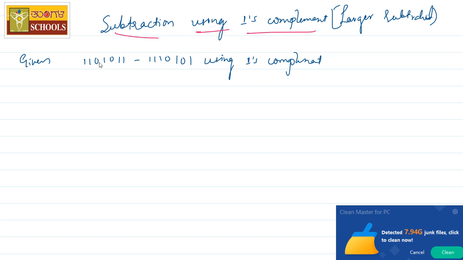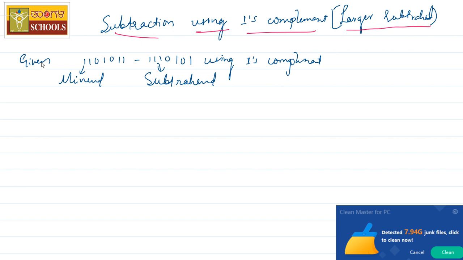If you observe these two numbers, as you already know, this is called the minuend, and this is the subtrahend. If you observe this, the minuend is smaller than the subtrahend, or you can also say the subtrahend is greater than the minuend. Then how to perform the subtraction operation on this? That is our concept. If the minuend is smaller than the subtrahend, then how to do that?